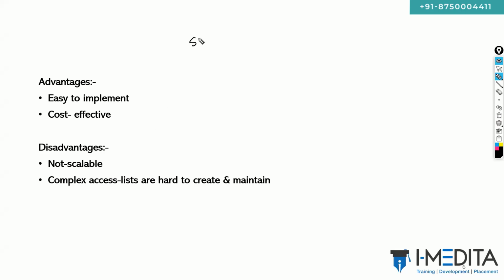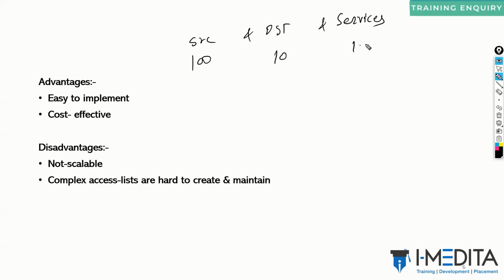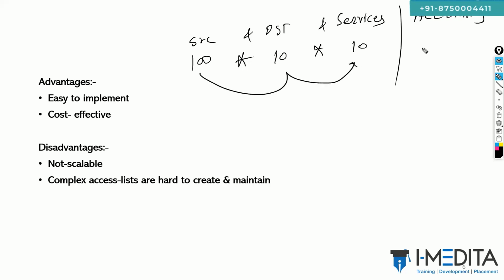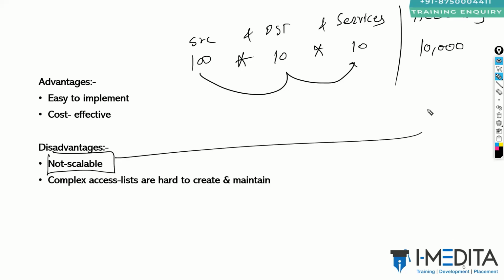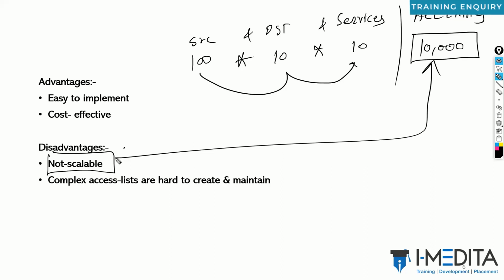Not scalable means, for example, we have 100 sources, 10 destinations, and 10 services. Then the question is how many ACL entries we need to configure. The formula is number of sources multiplied by number of destinations multiplied by number of services. So 100 multiplied by 10 is 1,000, multiplied by 10 is 10,000. So we need to create 10,000 entries, and the job of creating 10,000 entries is not scalable. Clear?